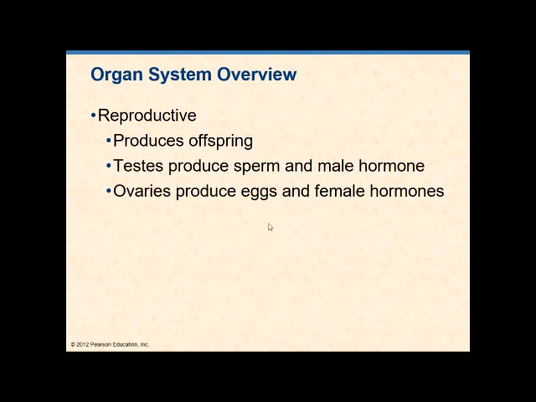And the reproductive system. I honestly don't spend a whole lot on the reproductive system in this course, just because it is one that we can actually live without. At least individually, it's not necessary for me as an individual to have a child. For the species, it is critical. It allows us to make offspring. We have testes, which make sperm and male hormones, and we have ovaries, which produce eggs and female hormones, and various structures that allow those two things to get together.